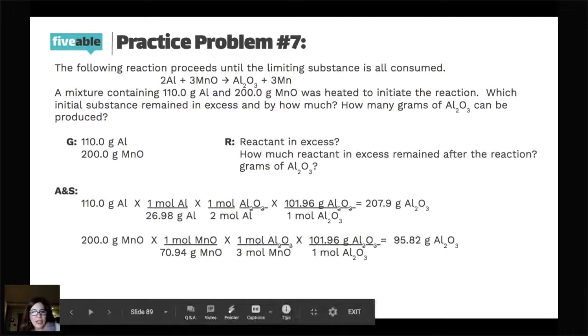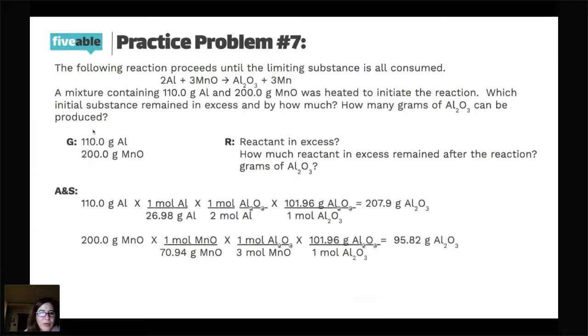So in this reaction, with this amount of reactants, you will run out of manganese oxide first, and you will have aluminum in excess. Irene, is this better? Or should I go back to the simple example of the sandwiches?